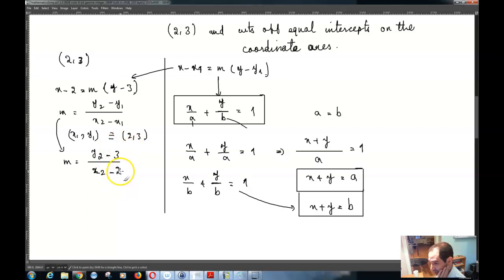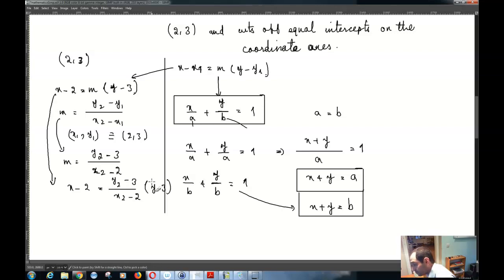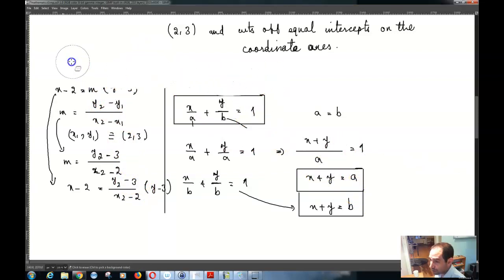And of course then I can take this equation over here and write it as x minus 2 is equal to y2 minus 3 over x2 minus 2 times y minus 3. Or let me, this is now a lot of trouble, because you have to somehow eliminate one of these y's or x's and so on. So let's do it in a different way. I just got another way of solving this problem.